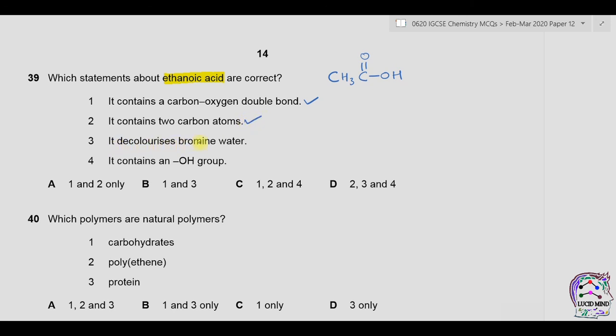3. It decolorizes bromine water. Now bromine water can only decolorize alkenes. It is not an alkene as there is no double bond between carbon atoms, so therefore it is incorrect. 4. It contains an OH group. We can see the OH group is present in one molecule of carboxylic acid, so this is correct. So according to the options, we have 1, 2 and 4, so therefore the answer is C.